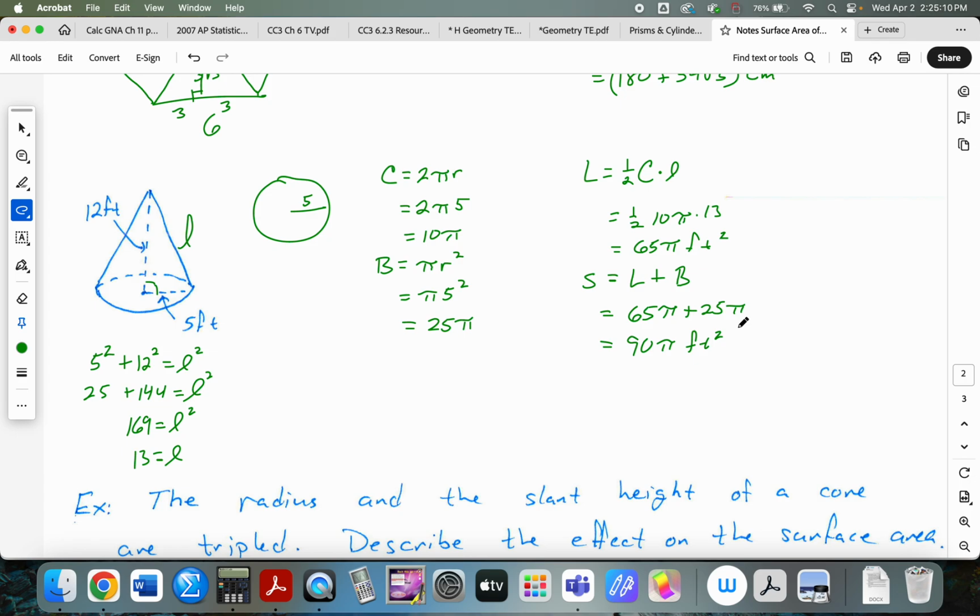Yes? I thought you used, because they gave us the slant height. Don't we use the slant height? We didn't, they didn't give us the slant height. We found the slant height. Oh, okay. The slant height has to be leaning over.